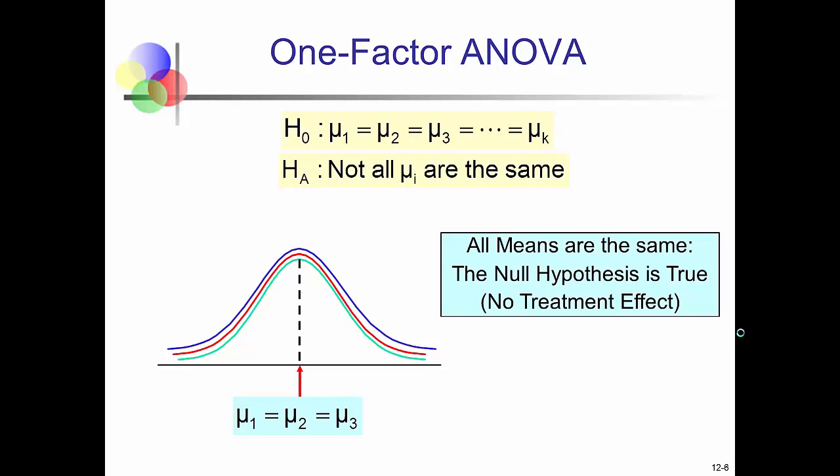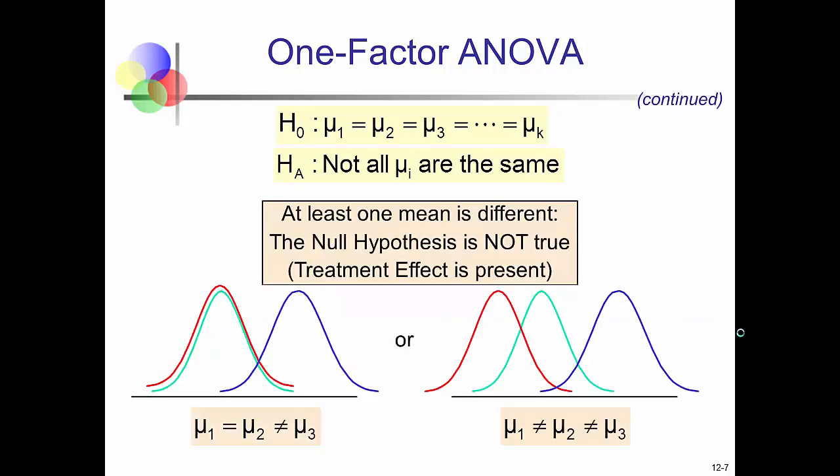So the graph here shows the null hypothesis. We've got these 3 populations, and each of those populations has the same mean. There's no treatment effect, or the factor has no impact on the means of these distributions. If we're able to reject the null hypothesis, it means that at least one of the means is different from the others. So this factor does have an effect. We could have something like this picture on the left, where 2 of the means are statistically the same, and one mean is statistically different from the others. Or we could have the case where all 3 means are statistically different from each other.